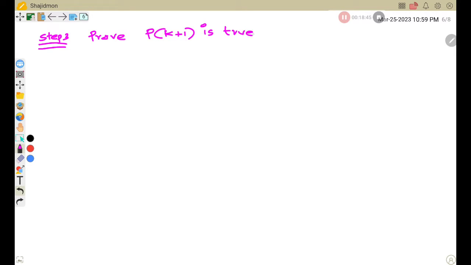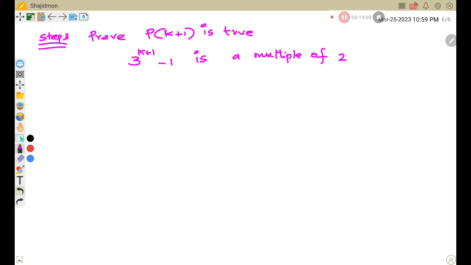P of k plus 1 is true. We need to prove that, correct? What is P of k plus 1 actually? In 3 power, instead of n just substitute k plus 1. So 3 power k plus 1 minus 1 is a multiple of 2, correct?